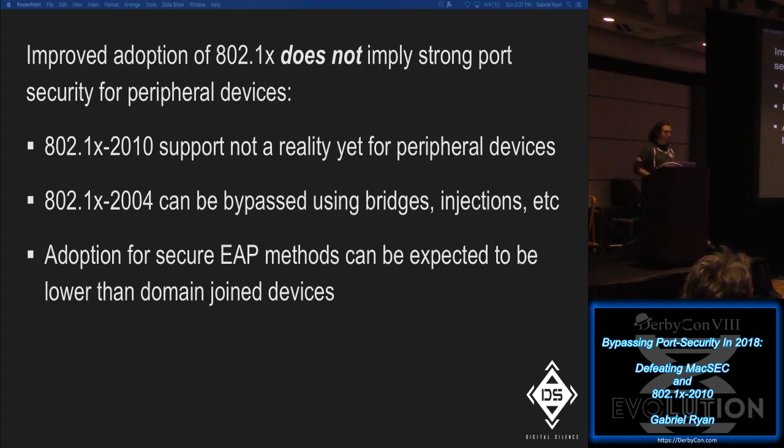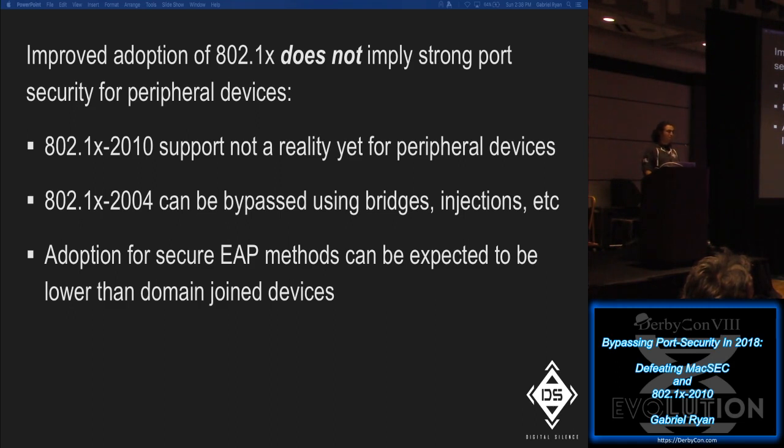The problem, though, is that improved adoption of 802.1x does not really imply strong port security for peripheral devices. 802.1x 2010 support is not really a reality yet for peripheral devices. You're just starting to see 802.1x 2010 taking off with the really expensive networking gear. Most of the top few networking hardware vendors out there offer 802.1x 2010 support. But it's really expensive in most cases, and it's also kind of flaky. It takes a lot to get it to work.